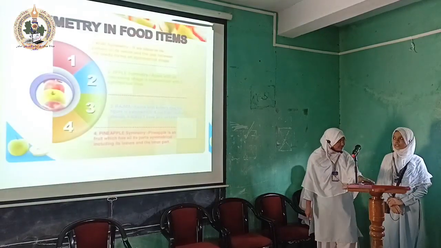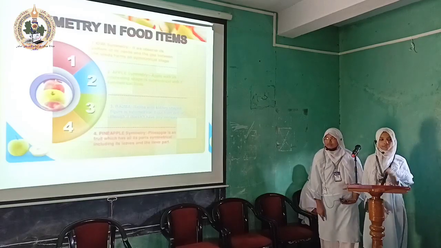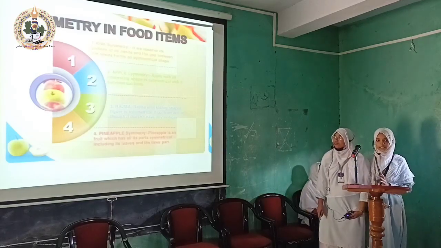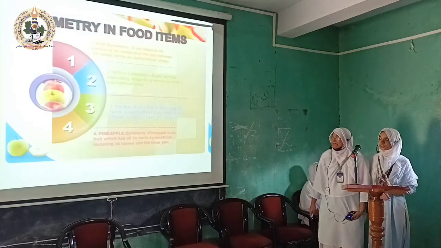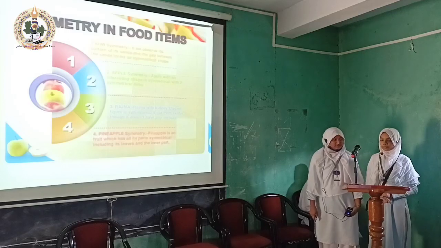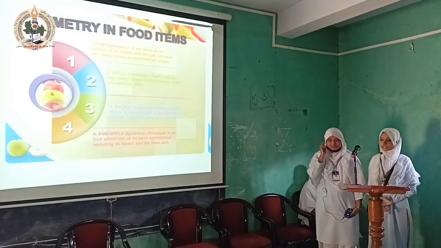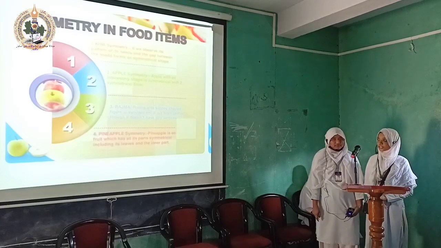Now let's discuss the symmetry in food items. First is kiwi symmetry. If we observe the pattern of its seeds and the gap between the seeds, it is a symmetrical shape. Second is apple symmetry. Apple is an interesting shape with two symmetrical lines.